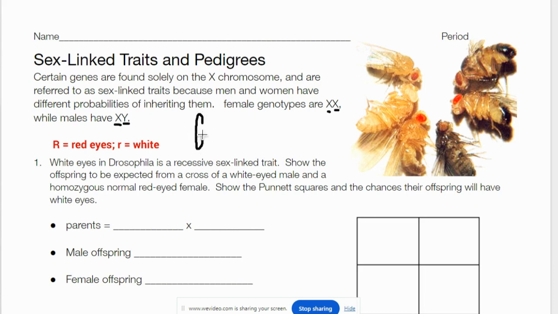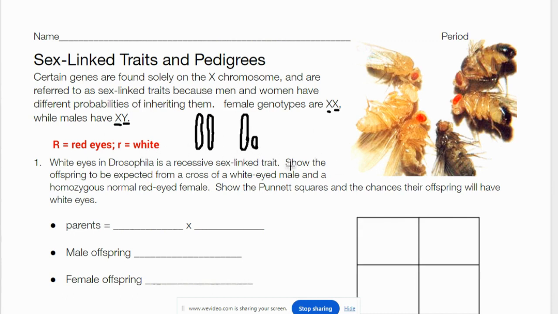So females like this, they have two large X chromosomes. They're very large. Males have a large X chromosome and a tiny little Y like that. So there's more information that can be stored on this X chromosome than the Y.